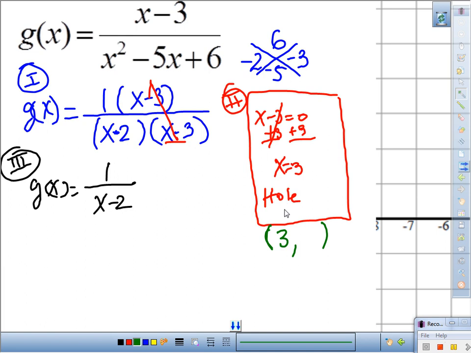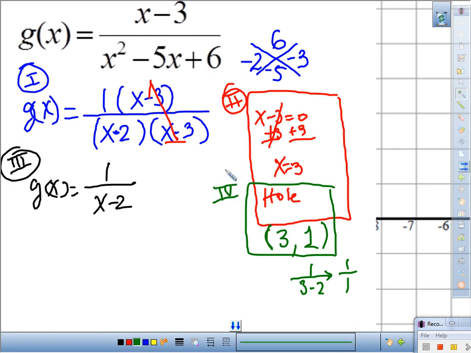The hole is actually a coordinate, an x and a y value. But right now I only have an x value. What can I do to find my y value? Substitute into my new function. That is correct. 1 over 3 minus 2, and that becomes 1 over 1, which is 1. This is the hole. Last but not least, step 5, or this is step 4. Step 5.